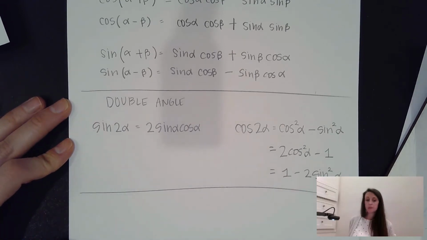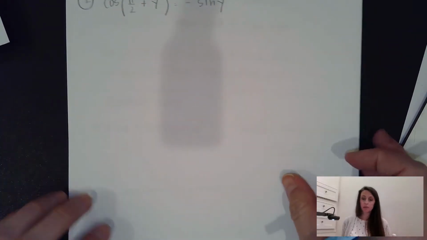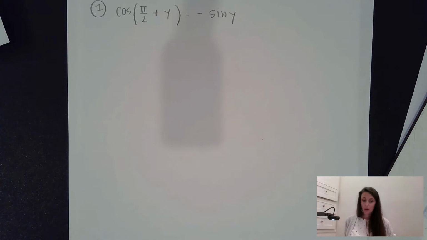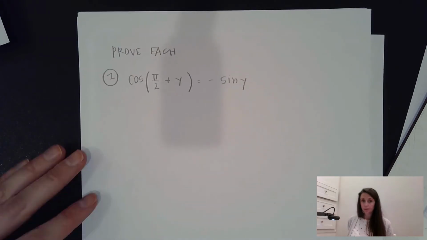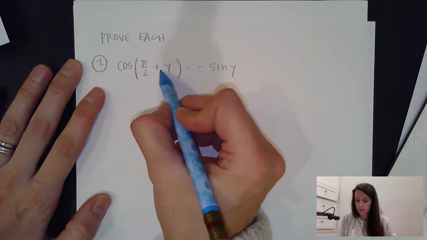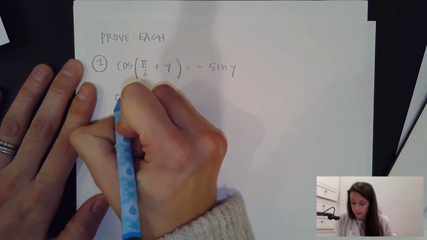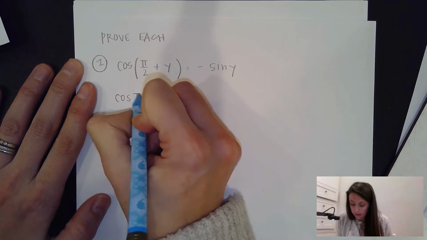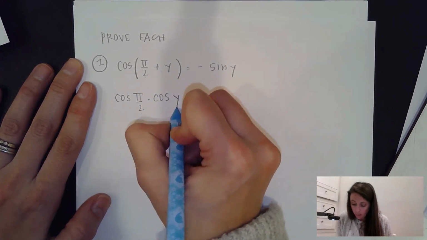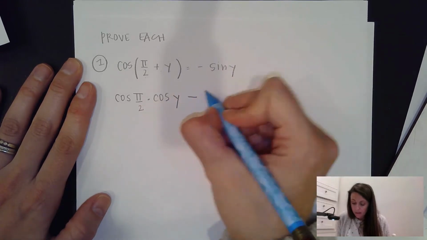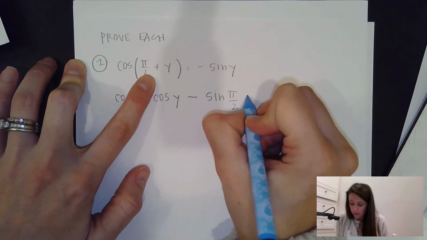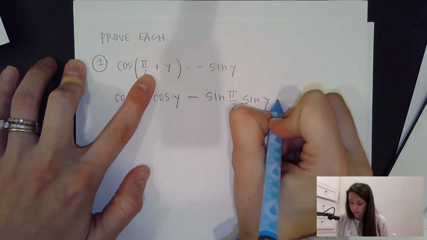All right, so let's do this one though. If I wanted to prove this one, this is cosine of two angles added together. So this would be cosine of pi over 2 times cosine of y minus sine of pi over 2 sine of y.